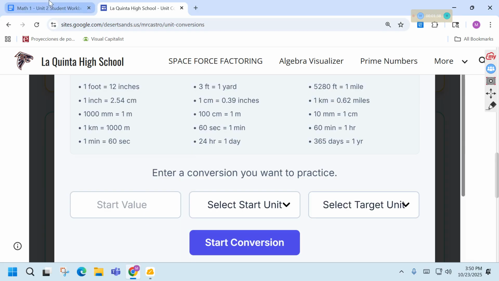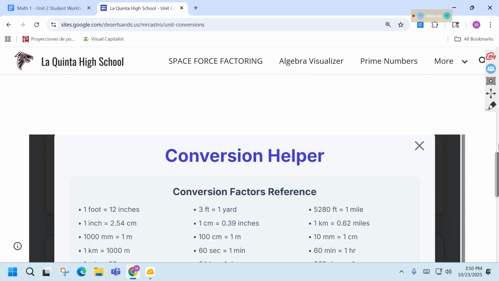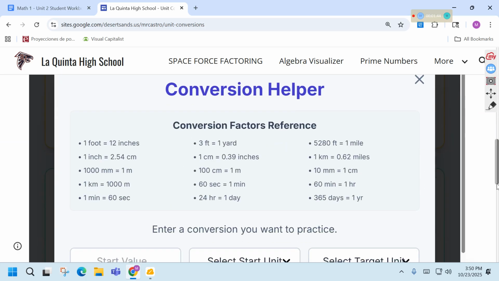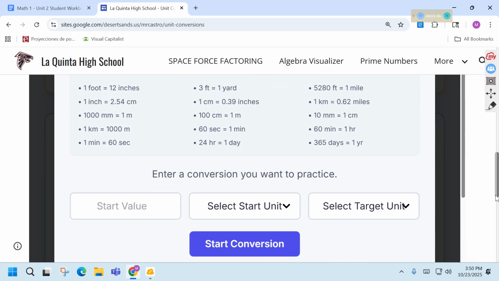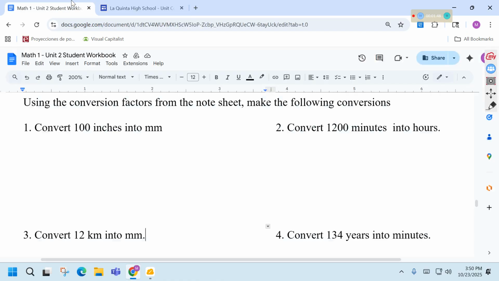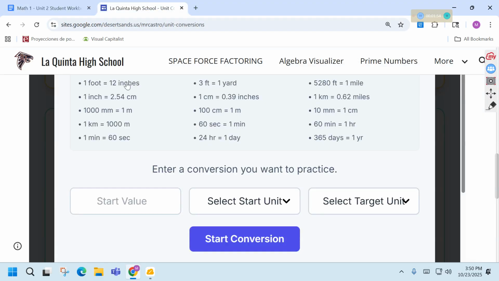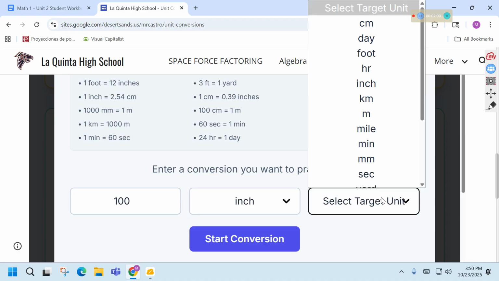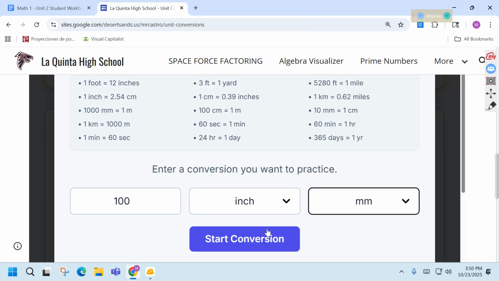So you want to scroll down. If you start up here, you might think that you did something wrong, but just scroll down a little bit and you'll notice that the helper is here. Okay, so if I want to use this to help me do number one, it says convert 100 inches into millimeters, right? So we would put the 100 here, and then we put the inches, and then for here we go to millimeters. And you hit start conversion.